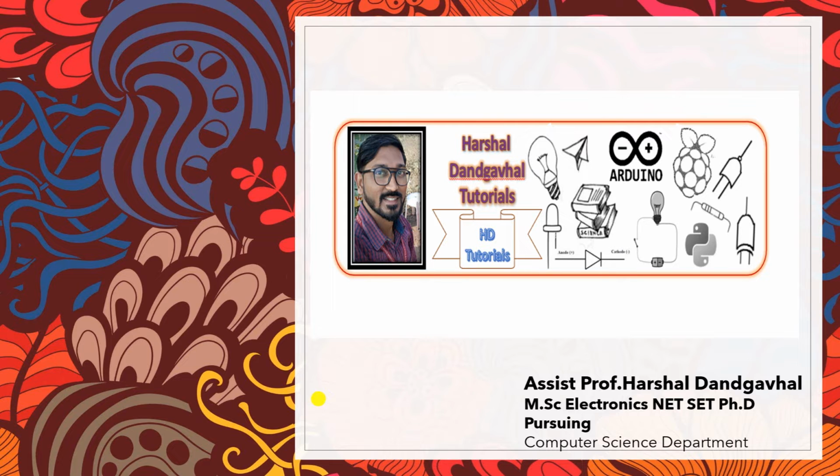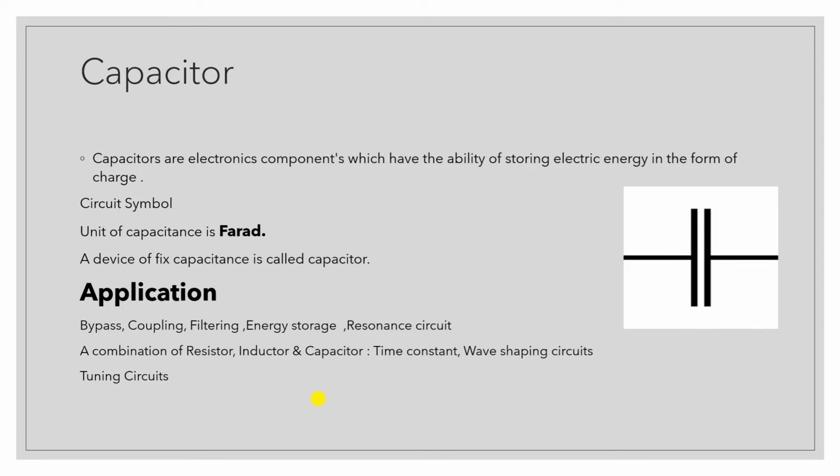Okay, myself Harshal. Today we are going to see the next passive component, the capacitor. A capacitor is a passive component with the ability to store electrical energy in the form of charge. The unit of the capacitor is farad.